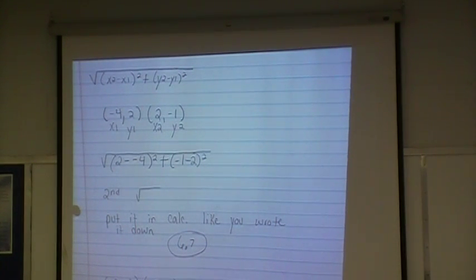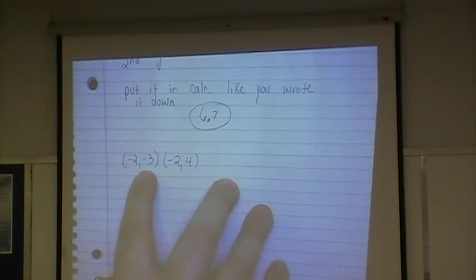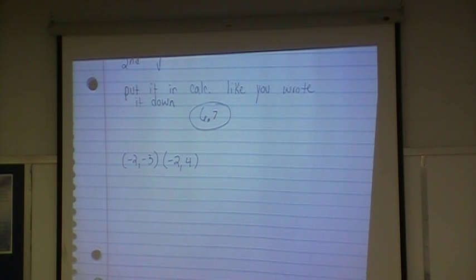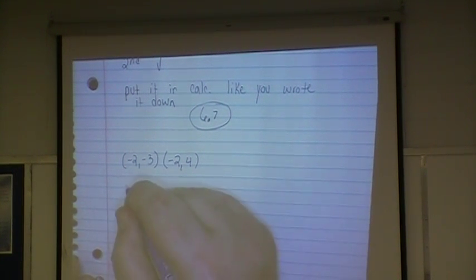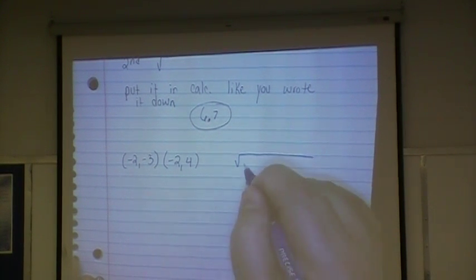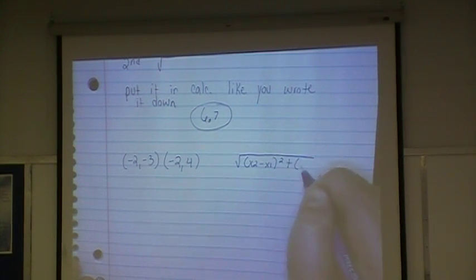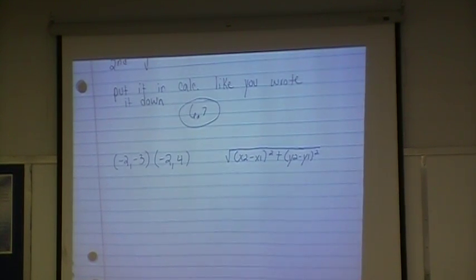Okay, now, I need everybody to listen to me. I'm going to be a little picky today, okay? You guys quit talking, it'll be awesome. Since this is a new thing that we're working with, here's an example. First of all, let's rewrite our formula: square root of x2 minus x1 squared plus y2 minus y1 squared. I want you to rewrite that formula.